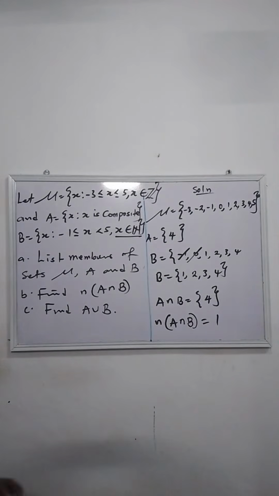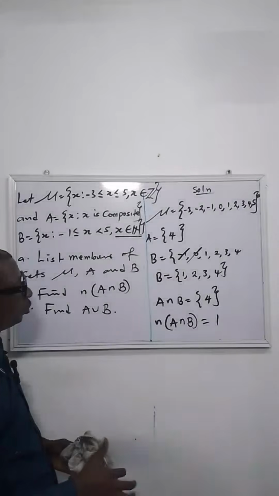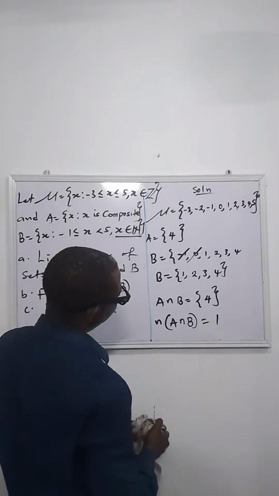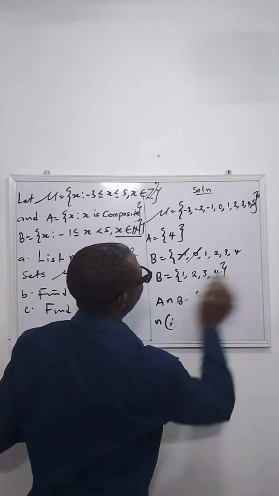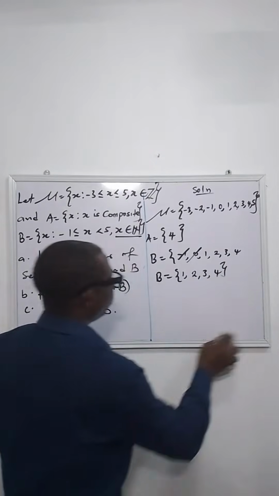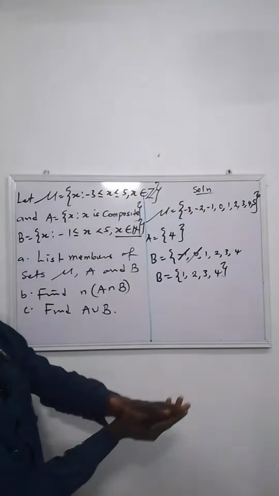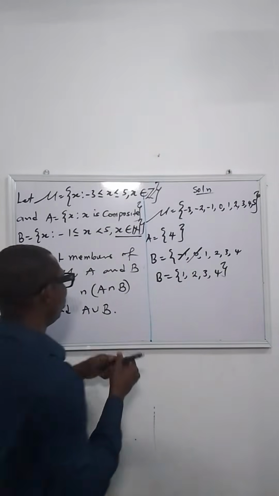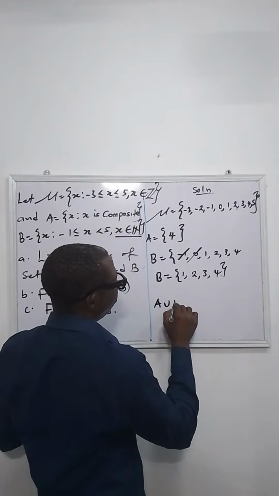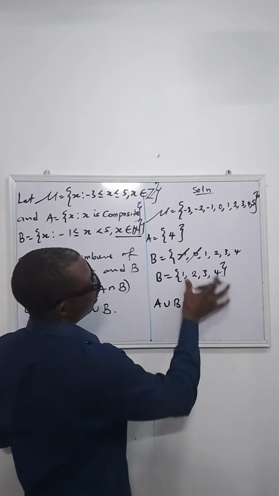Now let's look at the third one. A union B. The word union means you put together. So we want to put together A and B. You put them together, you add them together. So A union B equals, now let's put this and this together.